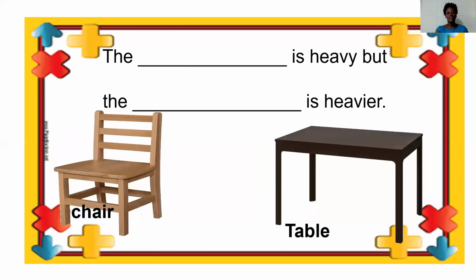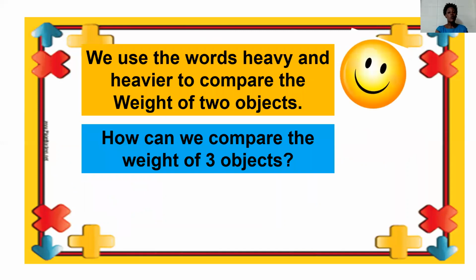In the second activity, we have a chair and a table. How did you complete your sentence? Did you say the chair is heavy, but the table is heavier? If that is what you said, you are correct. So, we know that we use the words heavy and heavier to compare the weight of two objects.